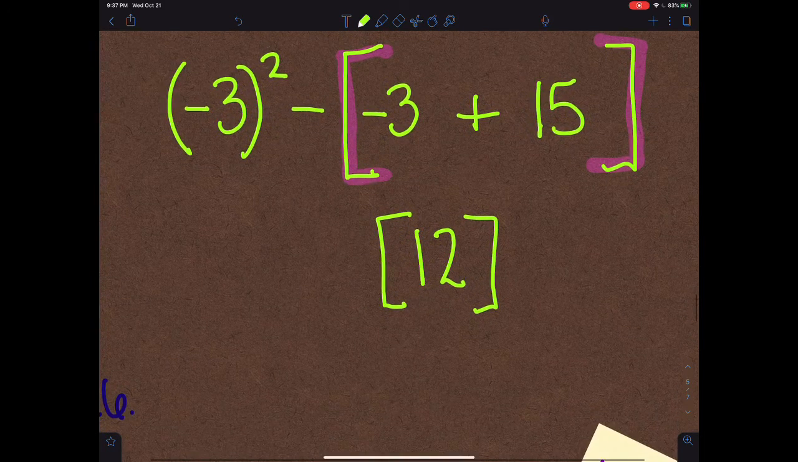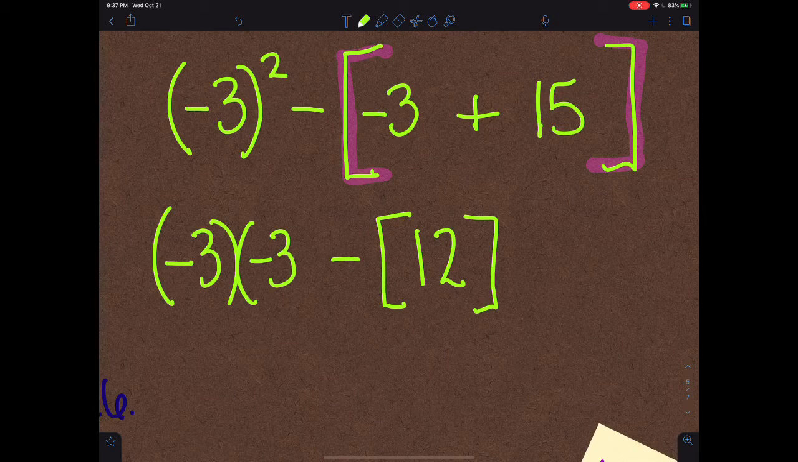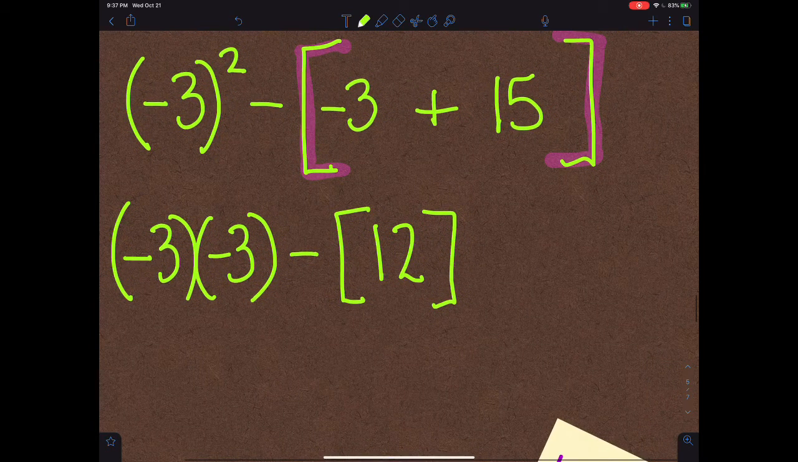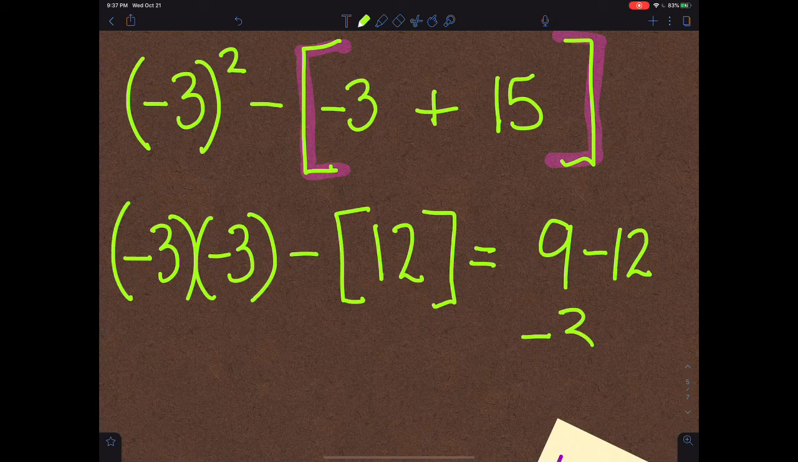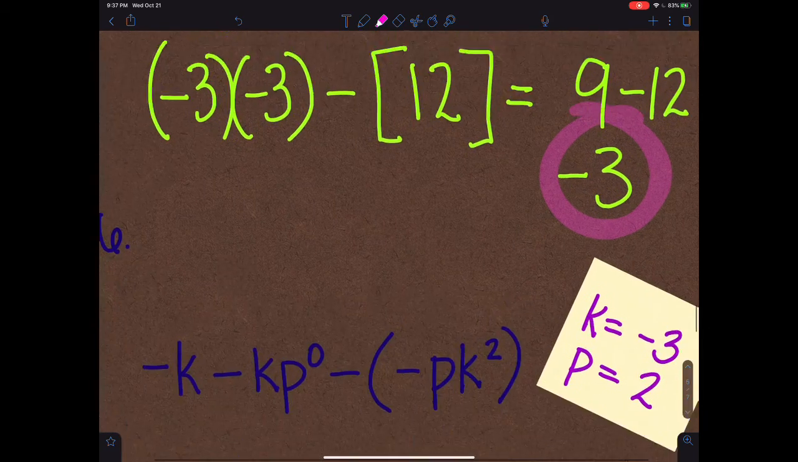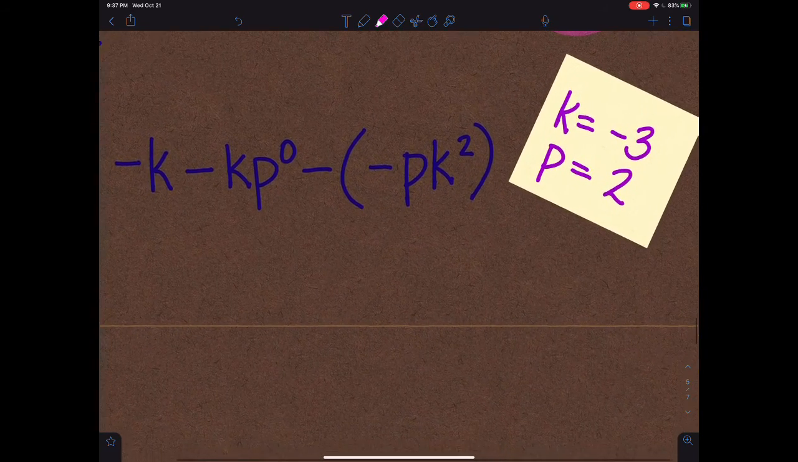Okay, now let's do the rest of the problem. Negative 3 squared is negative 3 times negative 3, and then you have minus 12. So what's negative 3 times negative 3? Well, it's just 9. And then I have 9 minus 12. And so the answer is negative 3. Okay, final answer there. Let's move on to the next one.